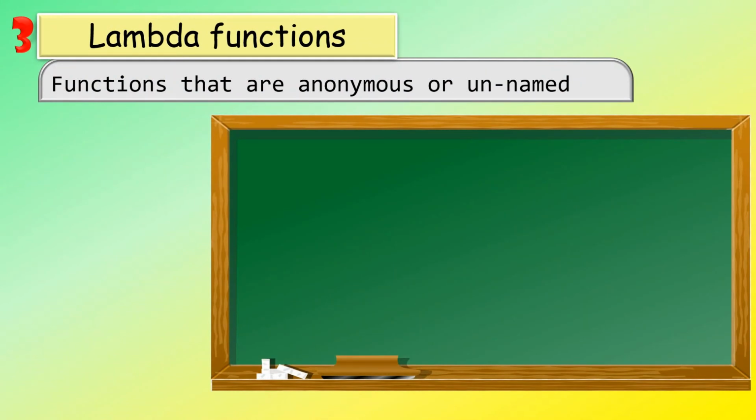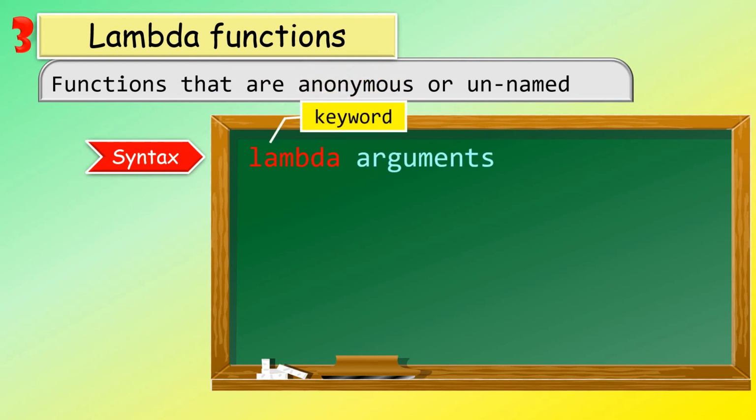The syntax to write a lambda function is, first you write the keyword lambda and then arguments followed by colon and then expression. Lambda, arguments, colon, expression. This is the syntax of lambda function. To use this lambda function, let us see an example.